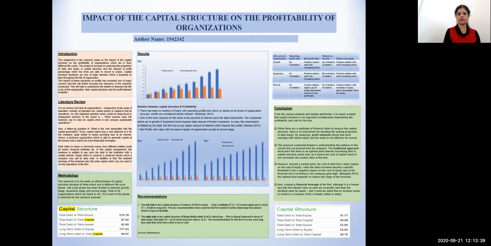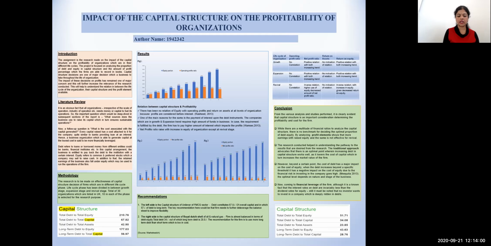I have done research on the topic: impact of the capital structure on the profitability of organizations. Capital structure is one of the major decisions which the top management has to take, and it's very much a concern for the financial managers as it will impact the profits of the organization.